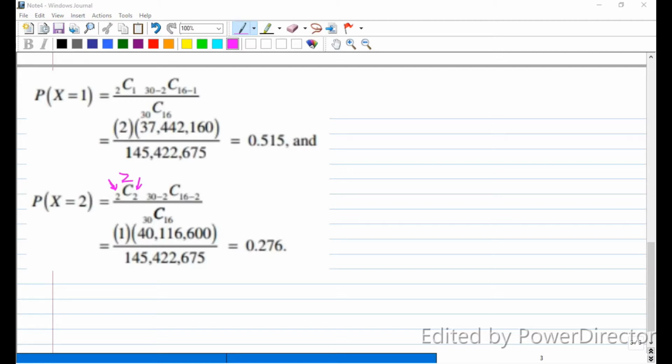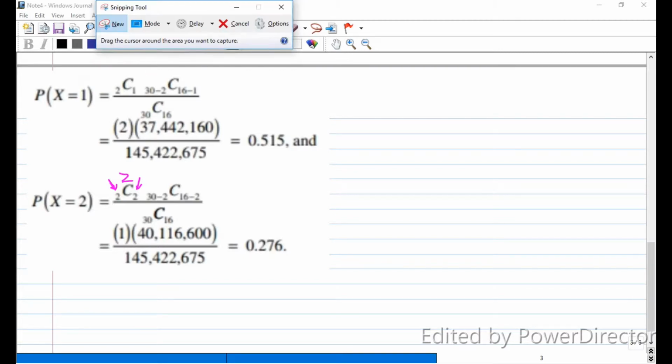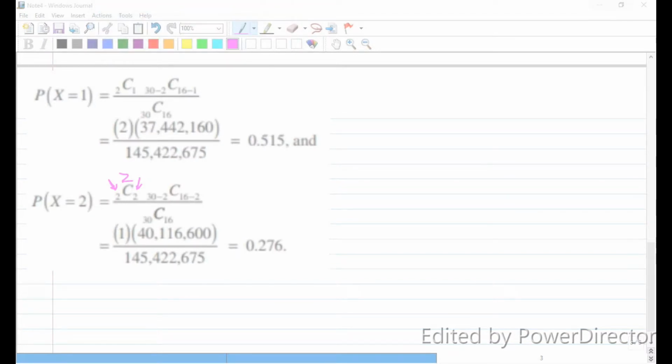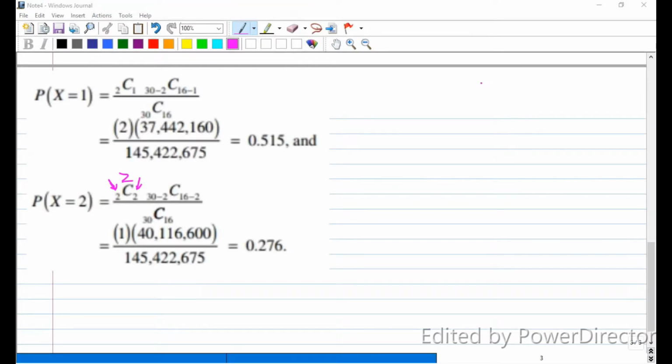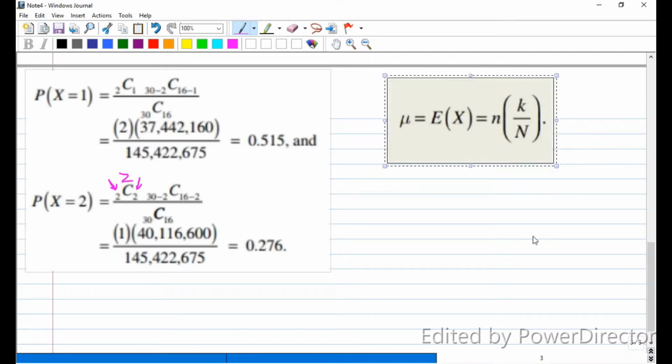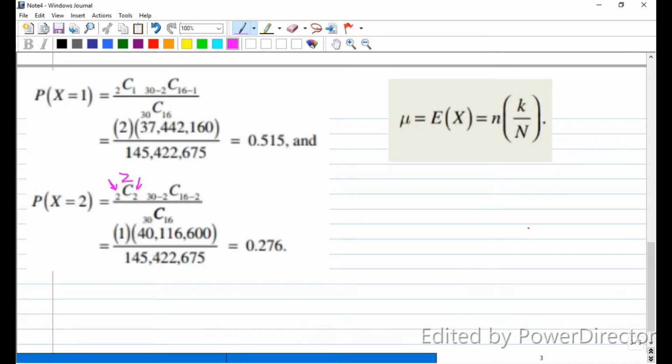All right, some more formulas that you might need would be the formula for the mean or the expected value. That's also in the PowerPoints. But here's the formula for the mean if you need it. It's not very hard to find, right? It's just little n times little k divided by big N.